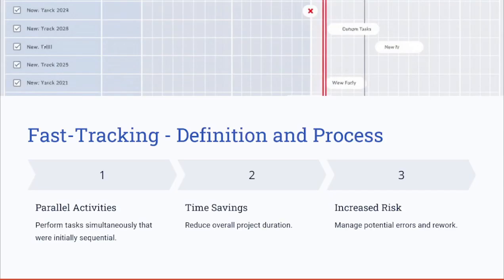Next one is fast tracking. Fast tracking is another schedule compression technique that involves performing activities in parallel instead of sequentially. While this approach saves time, it increases the risk of errors and rework. So, to implement fast tracking effectively, clear communication and coordination among the team members are essential.